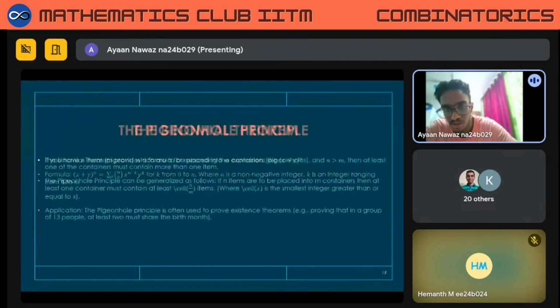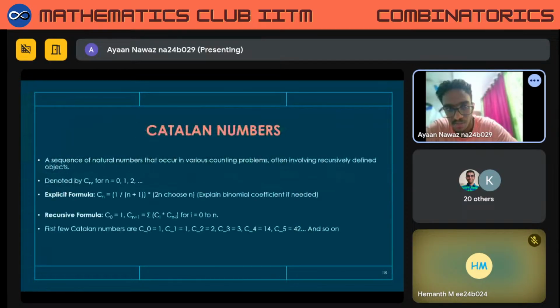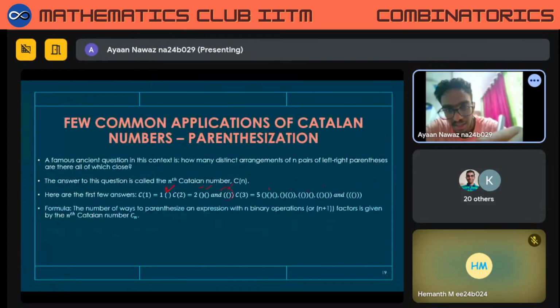My bad. Where did it go? Yeah. These two are C2, and these 5 are C3. Right? The number of ways to parenthesize an expression with n binary operations, or n plus 1 factors, is given by the nth Catalan number. Remember this. You will be given a question later on based on this itself.